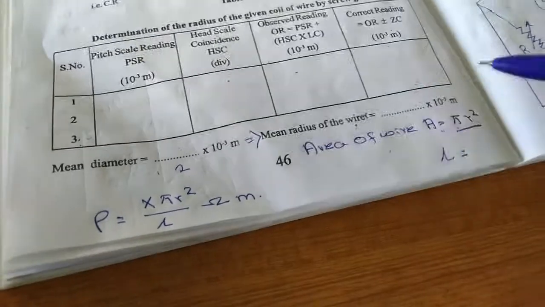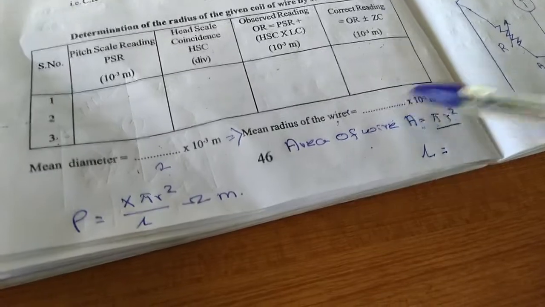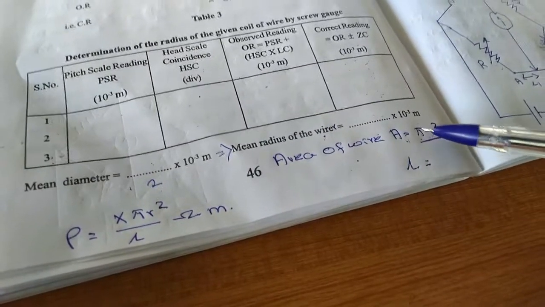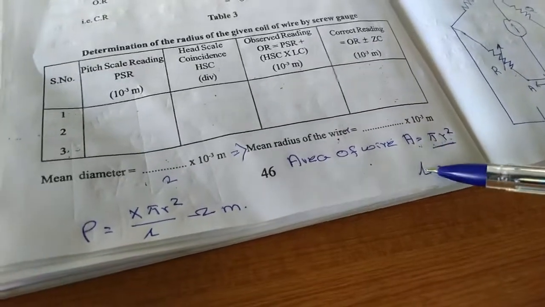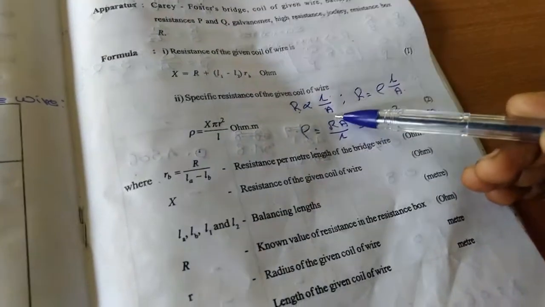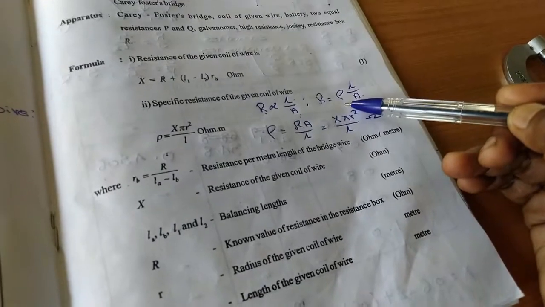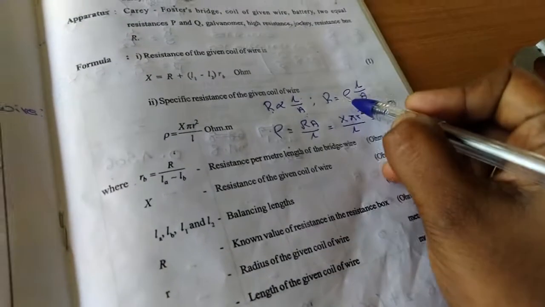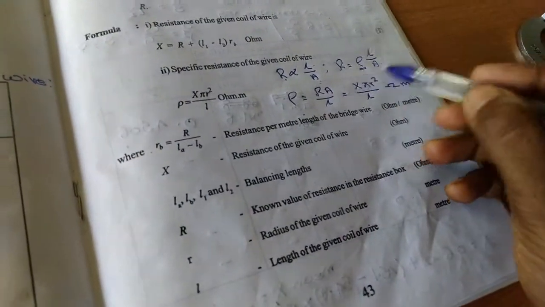How will you calculate area? Area of the wire is equal to pi r square. We have the value of radius here, so if you multiply it with pi and square it, you will be getting the value of A, and we can get the value of L from the lab technician. So what is the formula to find specific resistance? You know, resistance of a wire is directly proportional to length, and it is inversely proportional to area of the wire. And if you introduce a proportionality constant, we have R is equal to rho into L by A. This rho, you call it as specific resistance or sometimes resistivity, which can be found by rearranging this equation.